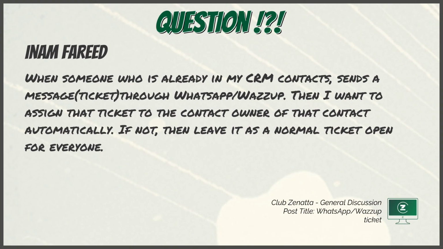All right, so this is a question that was posted over on Club Zenatta in the general discussion. Post name, WhatsApp ticket. This is from Inam. When someone who is already in my CRM contacts sends a message or ticket through WhatsApp, I then want to assign the ticket to the contact owner of that contact automatically. If not, so assuming maybe that contact doesn't exist yet, or they're owned by someone who isn't a normal user, then let's leave it as a normal ticket open for everyone.